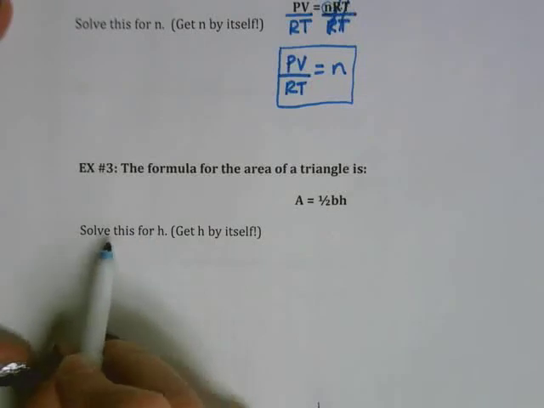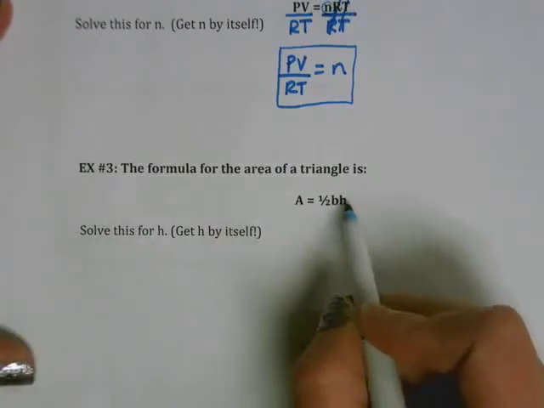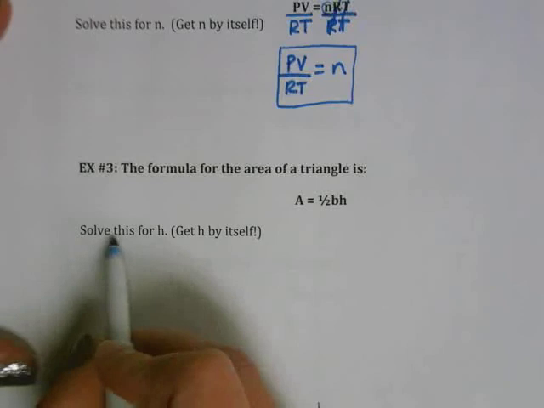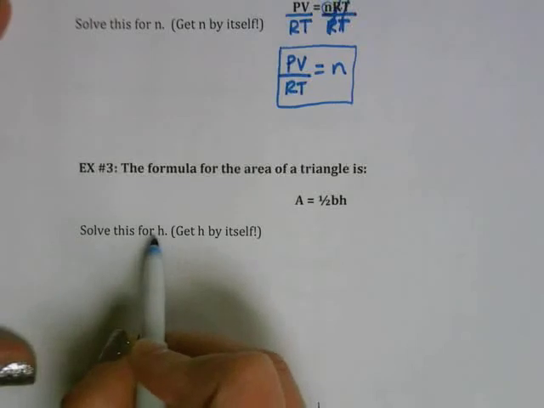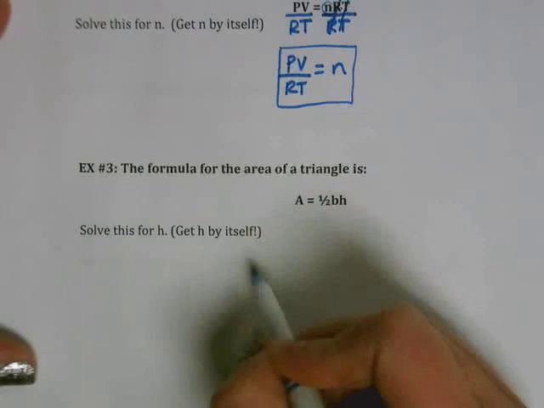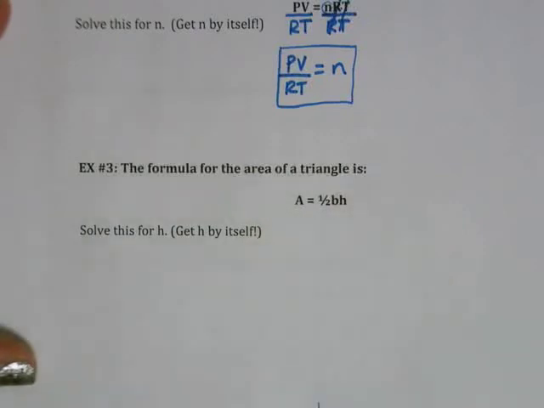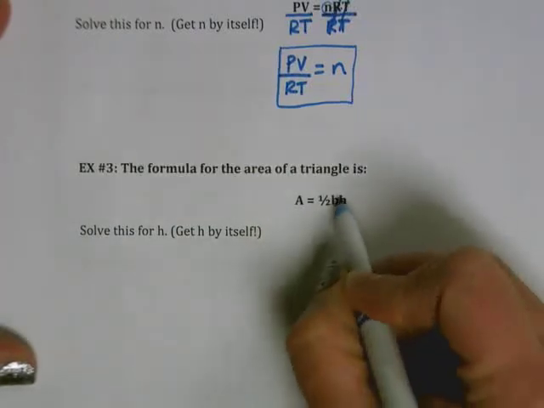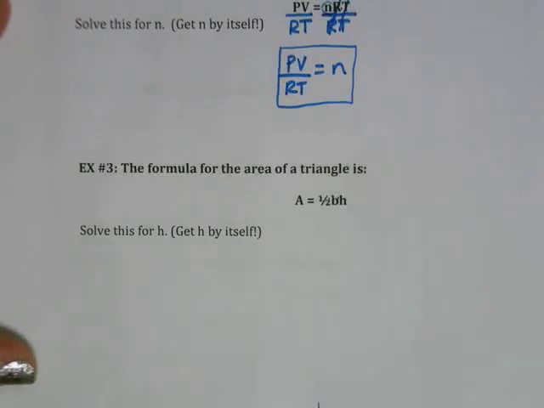is by itself. If we wanted to solve for the h, so when we say solve this for something, it doesn't mean we're going to get an answer. It just means we're going to get h equals and a bunch of numbers, maybe letters, over on the other side. So what's in the way of having the h by itself? This 1/2 times the b times that h.